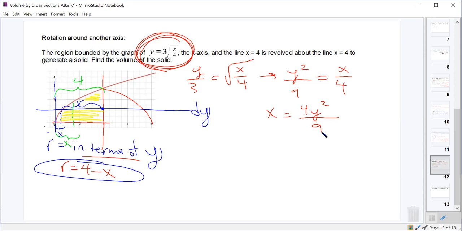Okay, now we're going to integrate. We have circular cross sections, so the areas of those should be pi r squared. We're going to put pi, and we know our radius is 4 minus 4y squared over 9, and dy. What are our limits of integration?